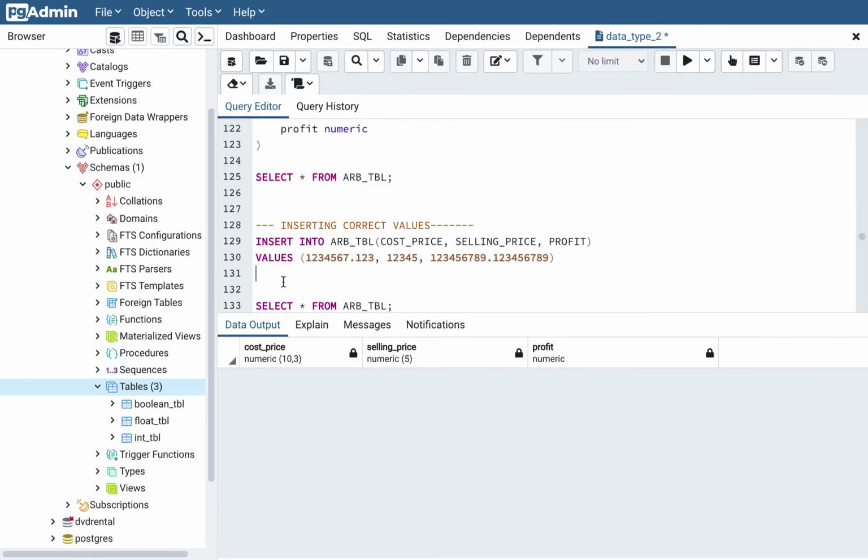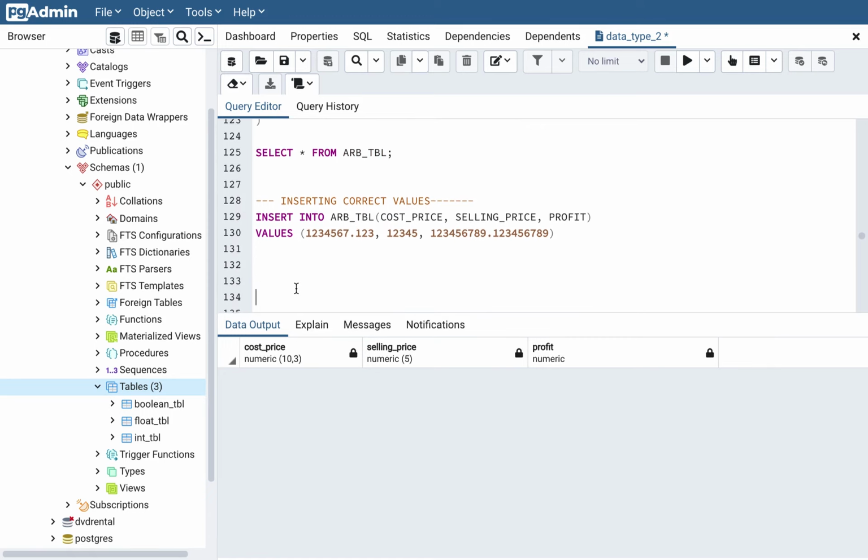Now I am inserting all correct values. The first one is the cost price, which is numeric 10,3. 10 is the total number of digits and 3 is the number of digits after the decimal. So I have done the same thing: 7 plus 3, 10 is the precision value, and 3 digits.